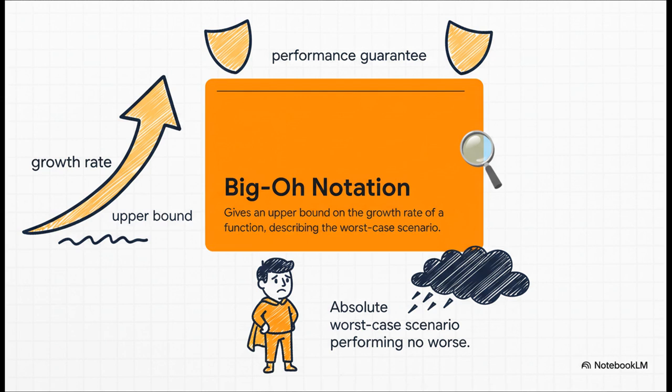It gives us an upper bound on that growth rate. Think of it like the algorithm's performance guarantee. In the absolute worst-case scenario, we promise it will perform no worse than this.